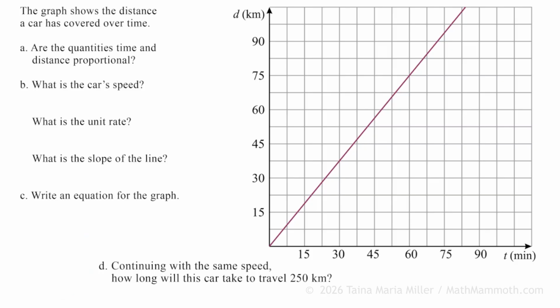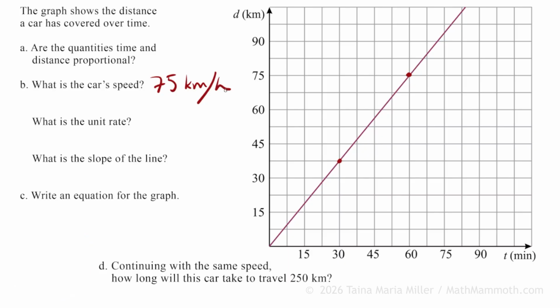What is the car's speed? That we can tell by reading from the graph just one point. Any point will actually work. For example, I could take this point at 30 minutes over here, or at 60 minutes, that's a handy point, right? At 60 minutes, it has covered 75 kilometers. 60 minutes is 1 hour, so we get 75 kilometers per hour.